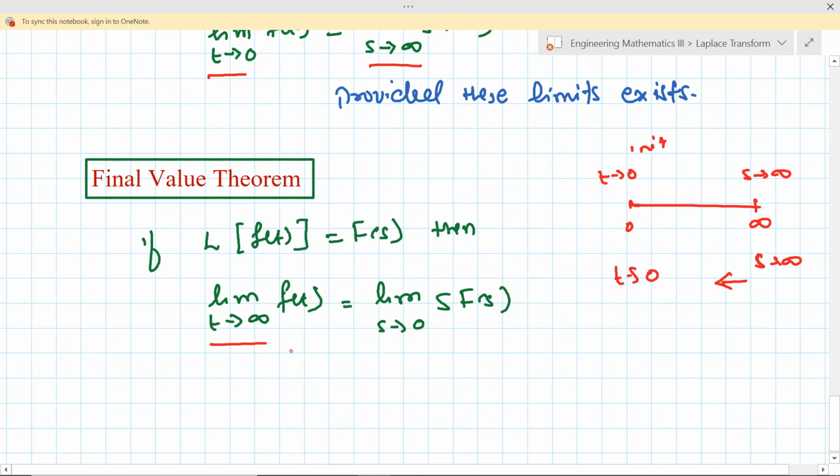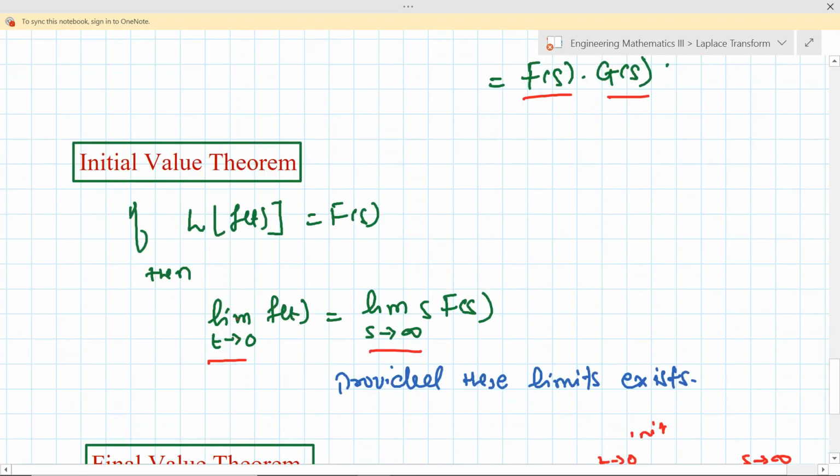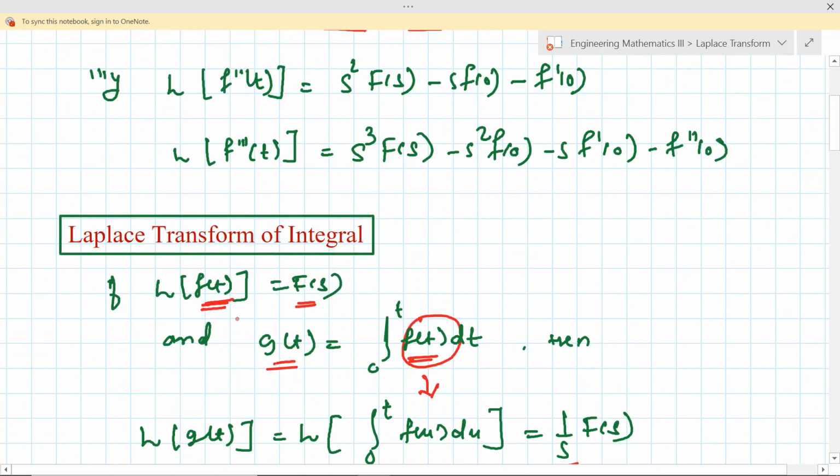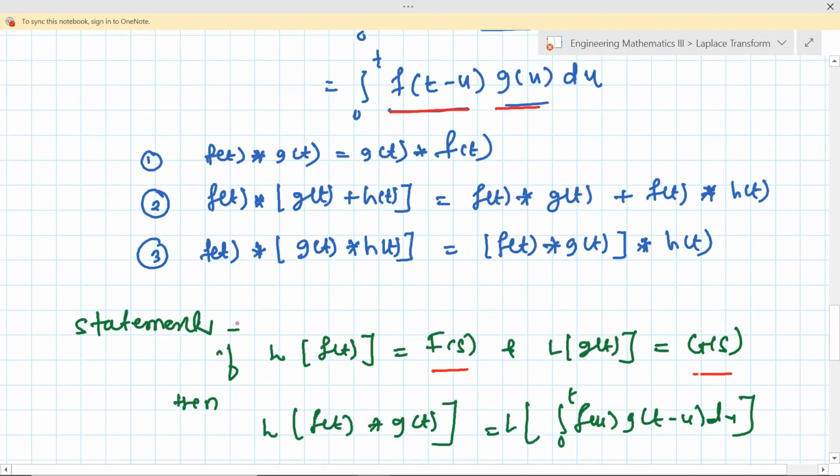This is the difference. See, t tends to infinity here and then s tends to 0. Sorry for this. Okay, so s tends to 0. This is the final value theorem. In the final value theorem, the final value of s goes to 0 and the initial value of t tends to infinity. So these are the theorems and properties related with Laplace transform, and we will use them to solve the examples.